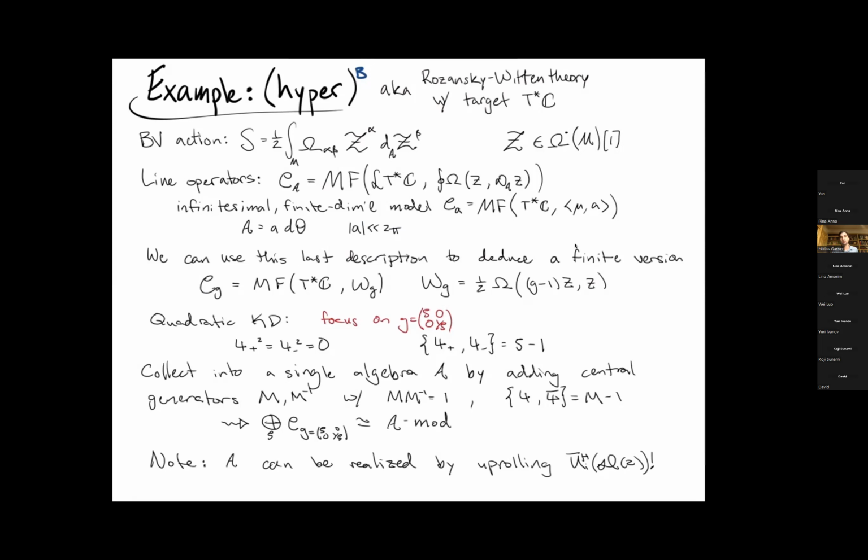And this was a pretty good approximation when A was infinitesimal, or small in some suitable sense. And the resulting finite dimensional model was in terms of matrix factorizations on our target space, T star C, with a superpotential that is realized as the contraction of the moment map for the SL2C action on T star C with this A parameter. So this is where we ended off last time.